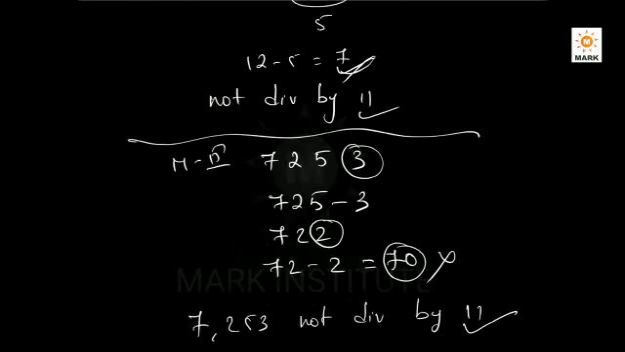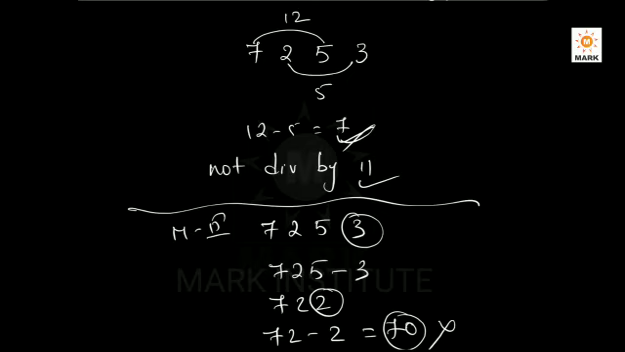I think the first method is very easy. Sum up all the numbers in the even places and sum up all the numbers in the odd places. Find their difference. If their difference is 0, 11 or multiples of 11, then the number is clearly divisible by 11. Or method 2 is also there; depending upon your convenience, anything we can use.